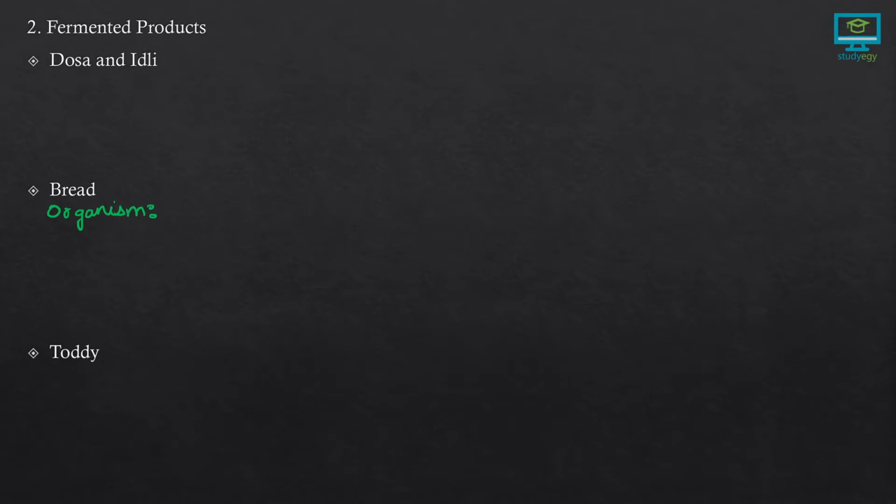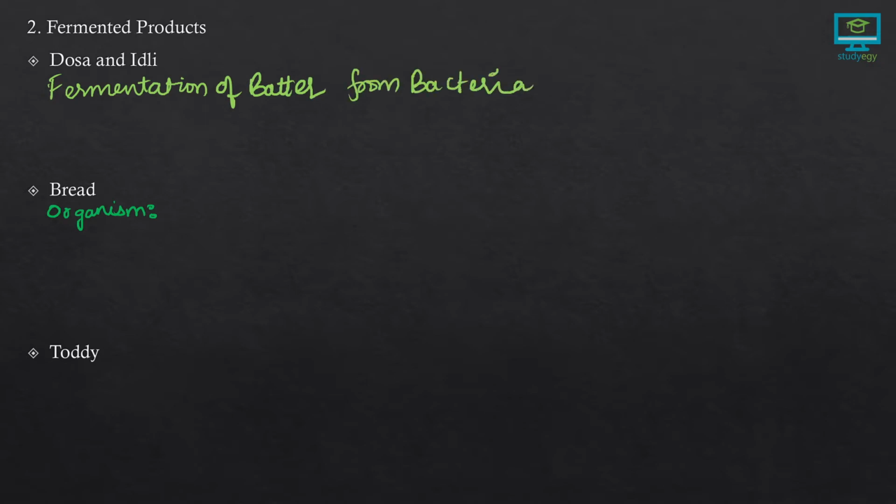Now coming to the fermented products: dosa, bread and toddy. All these three products which we use in our daily lives are fermented through one or the other means. In the dosa again, CO2 is released by the bacteria. Naturally, bacteria is present in the rice and the lentils, so there is fermentation of the batter. During cooking, CO2 is released, which gives it a fluffy or puffy appearance.